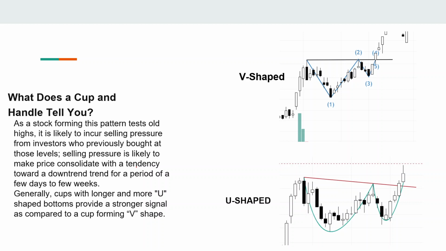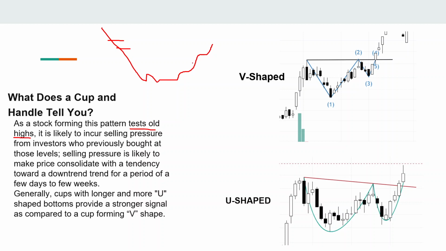So what does a cup and handle tell you? As a stock forms this pattern, it tests old highs. Just like I said, after a bear market, when a stock is in an uptrend and forming a base formation, the stock is moving up. There are many sellers who were trapped during the bear market, who didn't sell their shares.